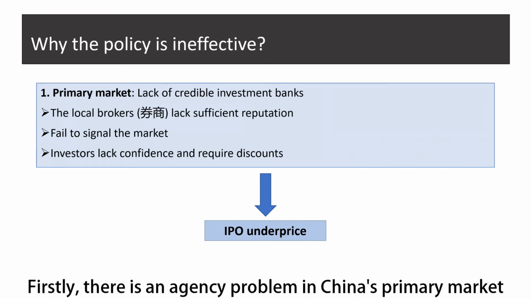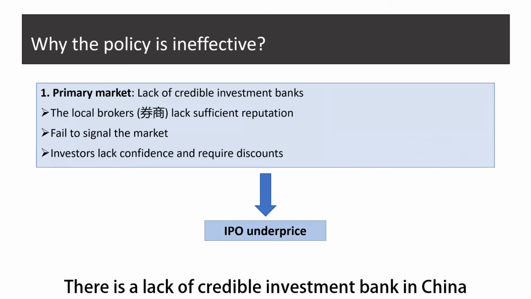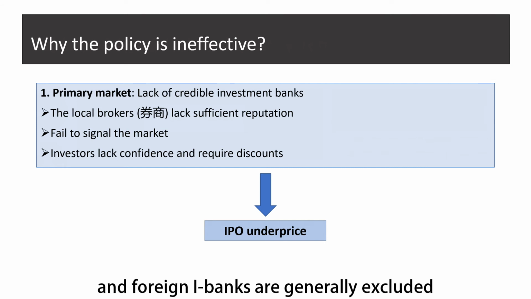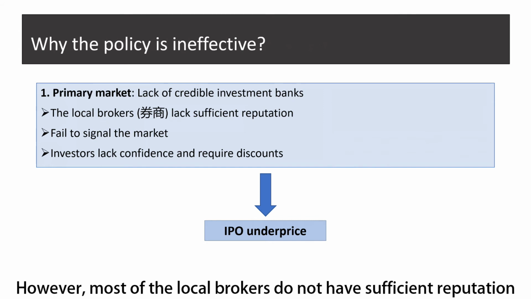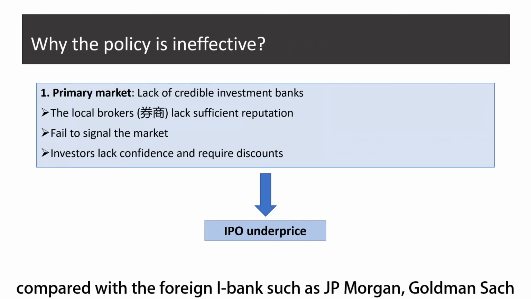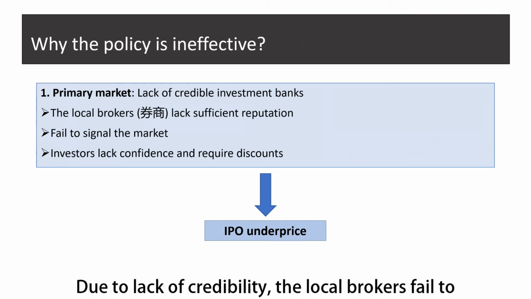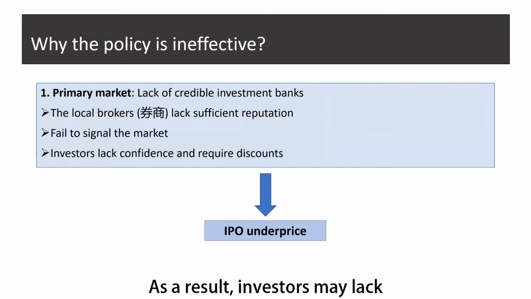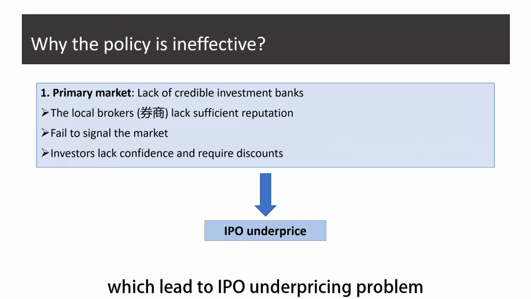Firstly, there is an agency problem in China's primary market. There is a lack of credible investment banks in China. In China, the local brokers play the role of ibanks, and foreign ibanks are generally excluded. However, most of the local brokers do not have sufficient reputation compared with foreign ibanks, such as JP Morgan and Goldman Sachs. Due to lack of credibility, the local brokers fail to signal the market, and their certification function is limited. As a result, investors may lack confidence, thus require a discount, which leads to the IPO underpricing problem.